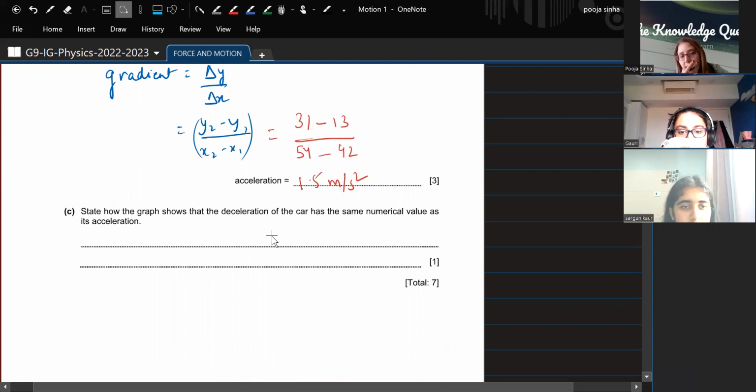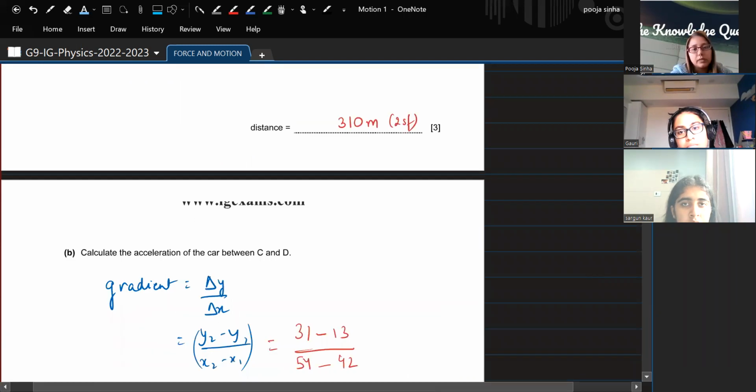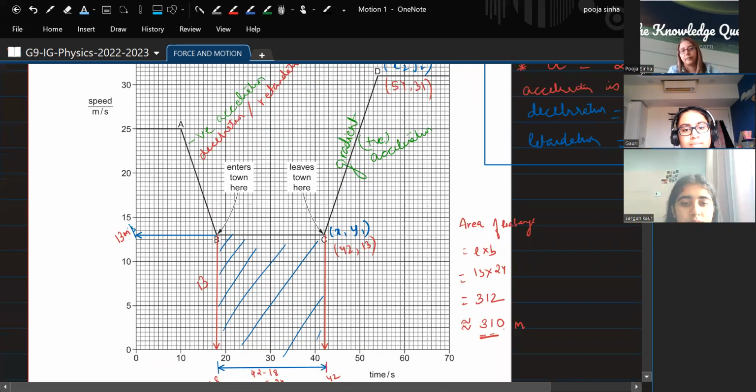Now it says, state how the graph shows that the deceleration of the car has the same numerical value as the acceleration. How do we see that? Whatever deceleration there is, the acceleration is just as much. How do we know? Both of you will answer this. Whatever comes to your mind. Gauri, how will you answer this? So both are equally steep. They're just going in different directions.